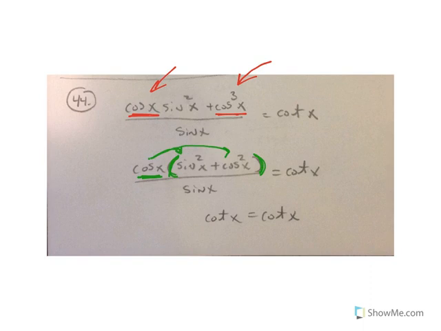And once you have the cosine factored off, we know that sine squared plus cosine squared is just equal to 1. So we end up with 1 times cosine. And then you still have it over sine. So you basically end up with cosine over sine. And cosine over sine is cotangent. So that would be your proof for that one.